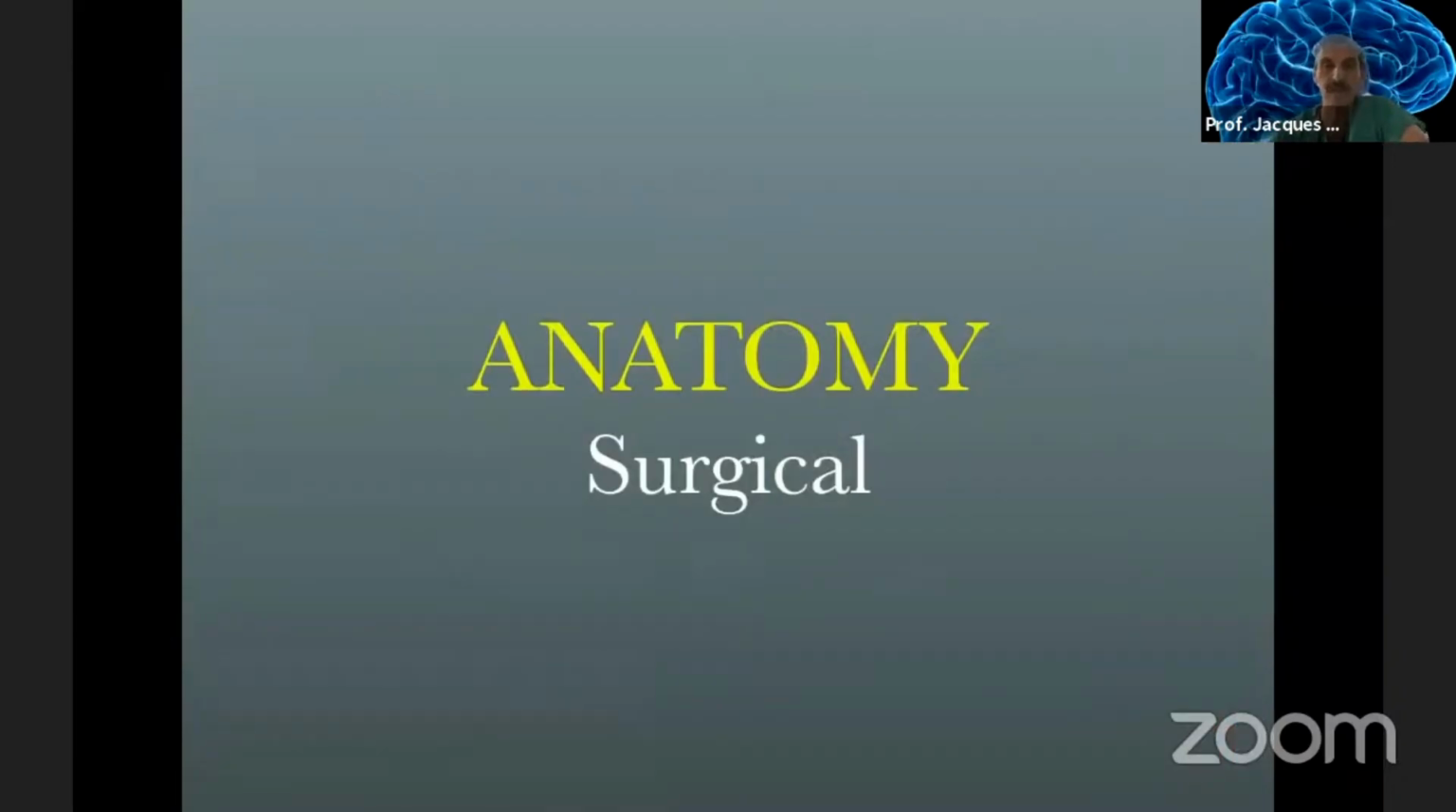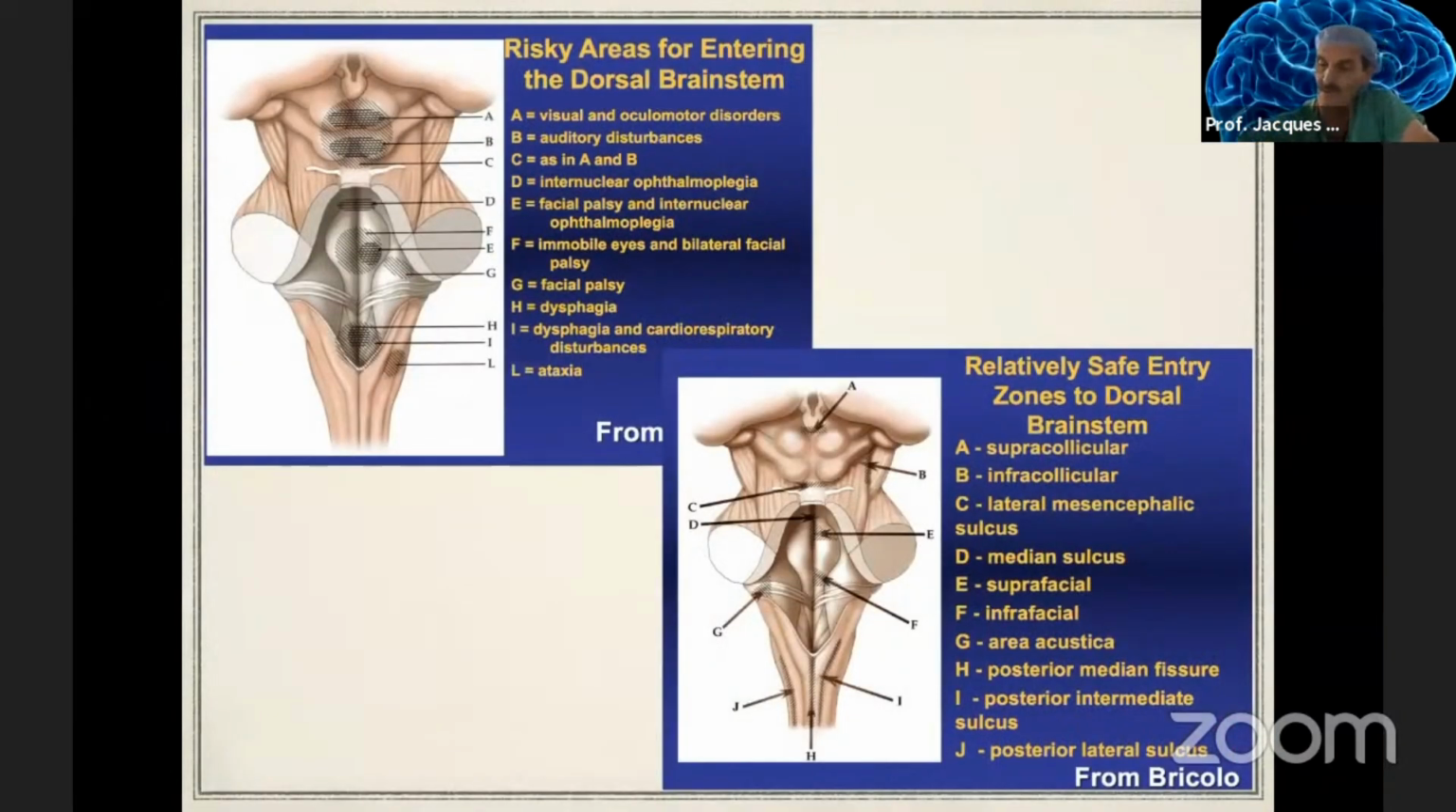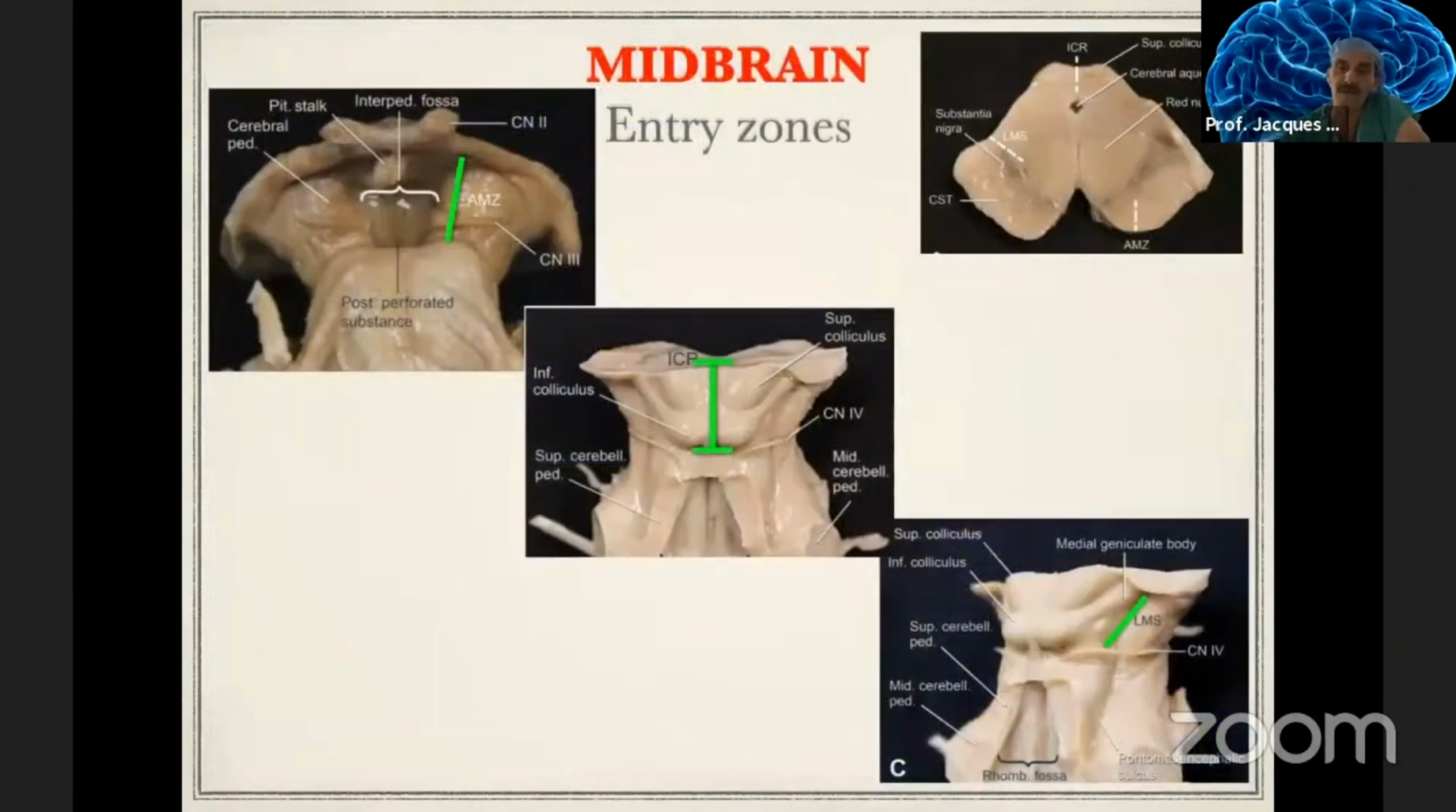When you talk about surgical anatomy, we have to remember and always give credit to Albino Bricolo for his original work and this concept of risky areas, which you can see on the left, and the relatively safe entry zones you can see on the right. And all the subsequent work really is an adaptation of what Albino Bricolo has done, particularly with respect to gliomas of the brainstem. A more recent paper in green would be considered safe entry zones. I'm going to tell you in a second why that is a very confusing concept.